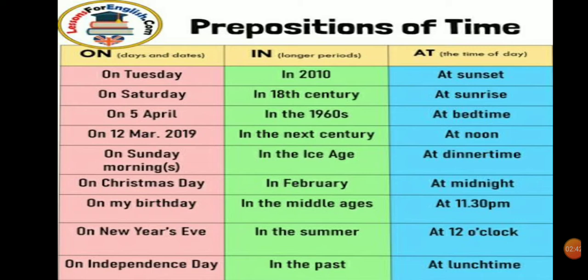We use in for longer periods. Example: in 2010, in the 18th century, in the 1960s, in the next century, in the Ice Age, in February, in the Middle Ages, in the summer, in the past. We use at to show the time of a day. Example: at sunset, at sunrise, at bedtime, at noon, at dinner time, at midnight, at 11:30 p.m., at 12 o'clock, at lunchtime.